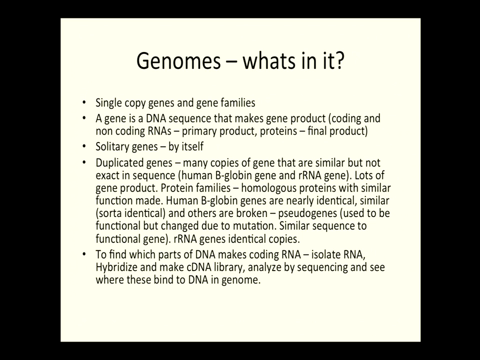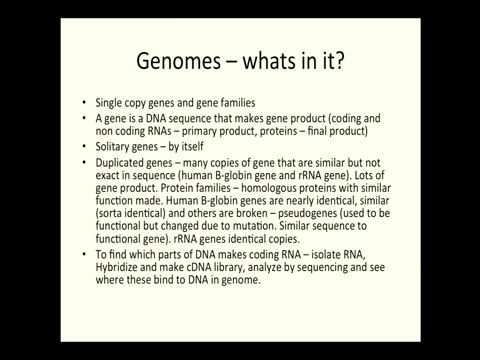In terms of genes, they can be solitary genes, by themselves, or they can be duplicated genes. So you can have many copies of the same gene. If you have duplicated genes, they can be similar to each other or exact copies. An example of exact copies would be the rRNA gene. You need a lot of rRNA to make up ribosomes, so you'll have a lot of copies of the rRNA gene, and they're exactly the same in terms of sequence.